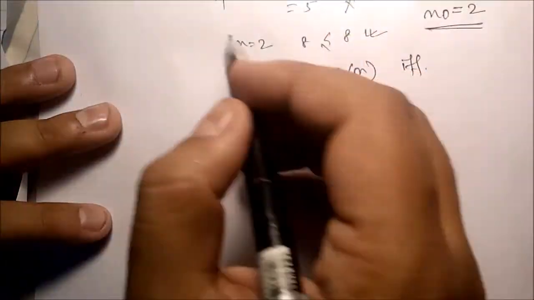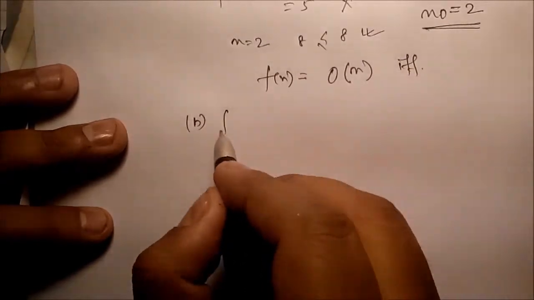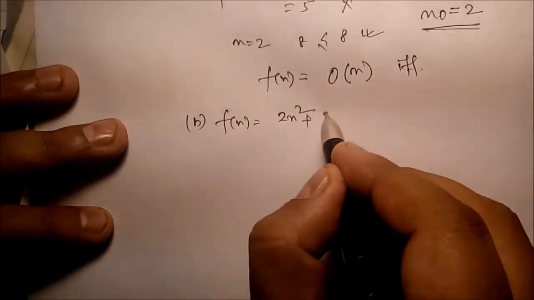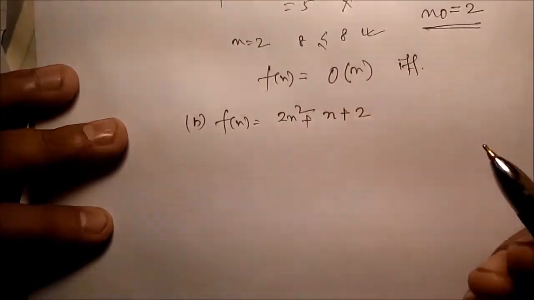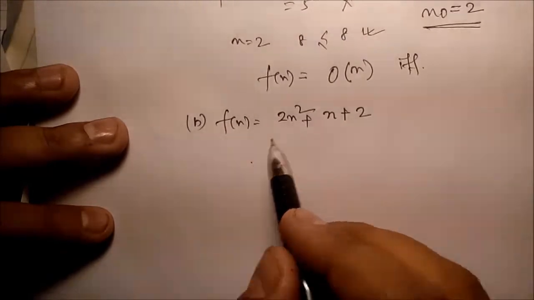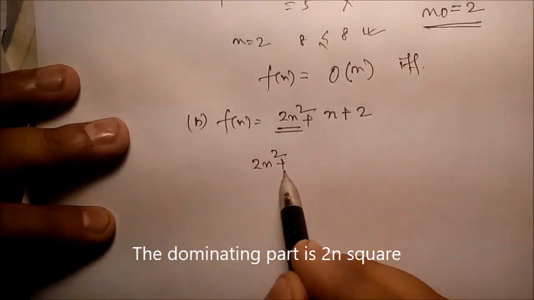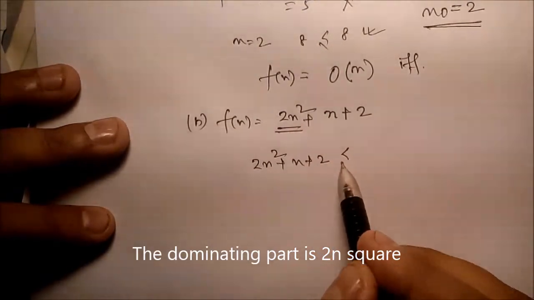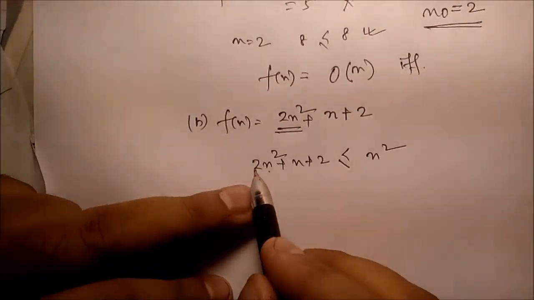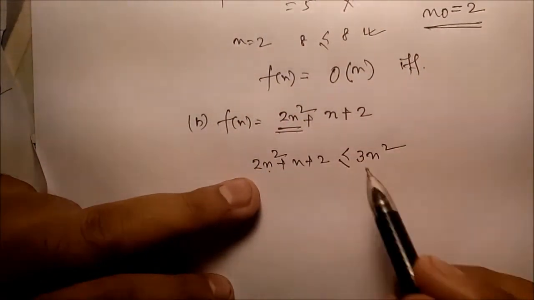Suppose f(n) is equal to 2n square plus n plus 2. Now here the main part is 2n square; n plus 2 is the lesser part. So the main part is this one, just write down n square, and take one more than the coefficient, 2 plus 1, 3.